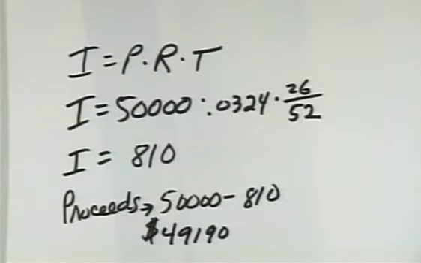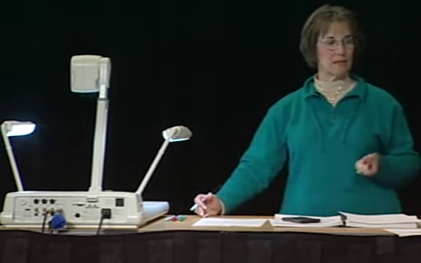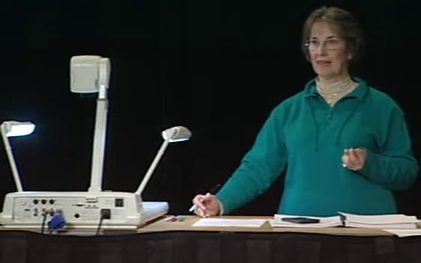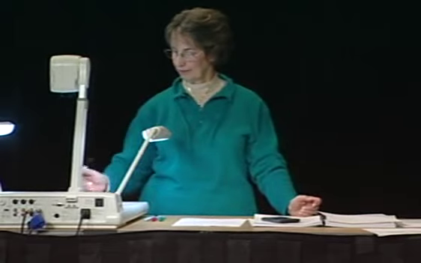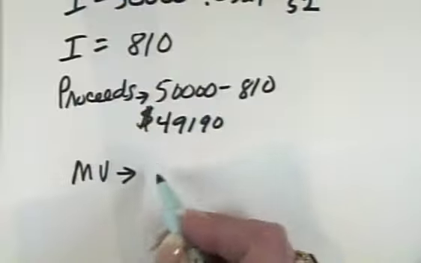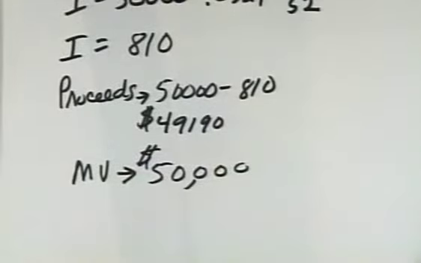You hold on to that Treasury bill for 26 weeks. At the end of 26 weeks, you go to a bank that can redeem Treasury bills and you say, give me my money. How much money are they going to give you? What's the maturity value of that note? $50,000. Great. And does that make sense?